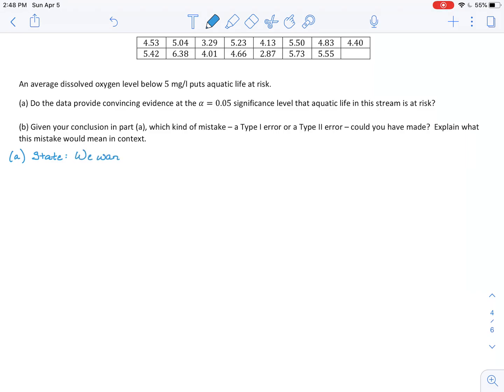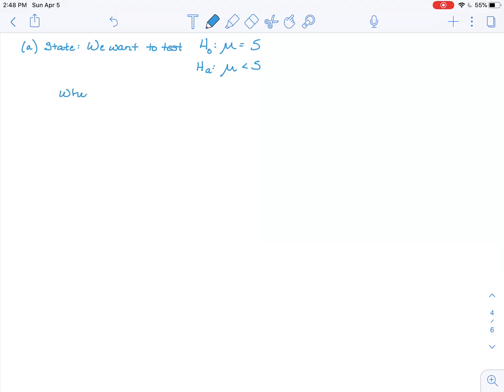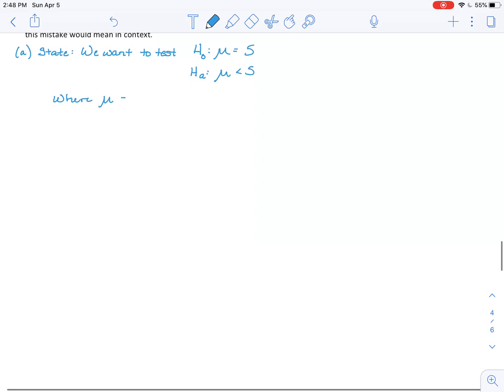So we're going to go through our 4-step process, starting with, we're going to state what we're doing here. So we would like to test, and I'm going to state my hypotheses. The null hypothesis states equality. We are testing whether the population mean DO level is 5. We're testing to see if it's at risk. It's at risk if it is below 5 milligrams per liter. So we're testing that it's below. We're going to assume that it's 5 until we can prove otherwise. But I can't use any type of variable without defining it. So where mu is the true mean value.